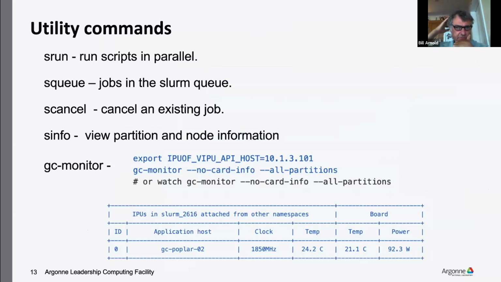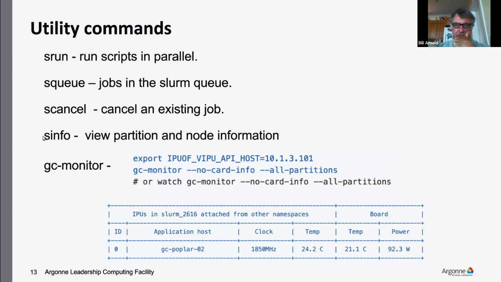There are utility commands that you need to know. There are the SLURM commands. srun is how to run a job. squeue is how to look at the jobs in the queue. scancel is how to cancel an existing job. You can also just Control-C it if it's an interactive job.